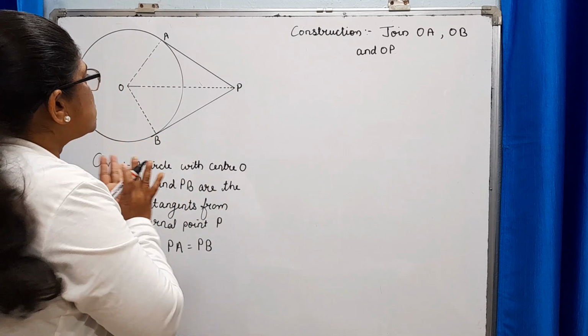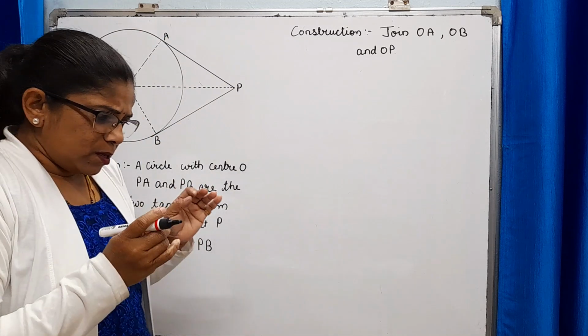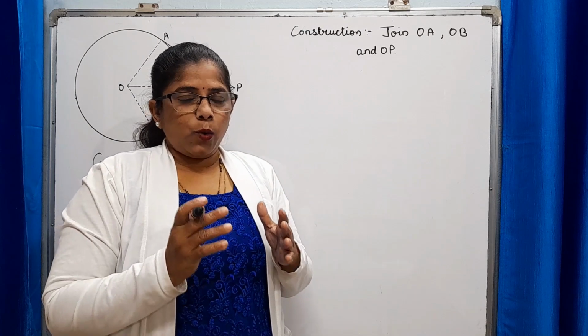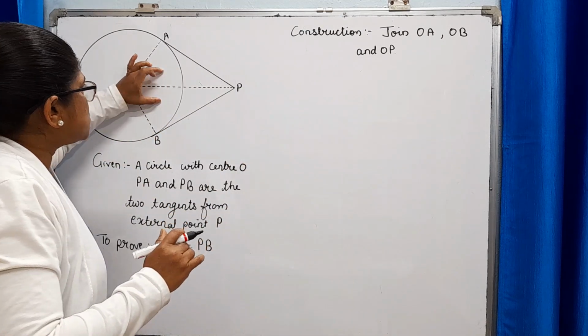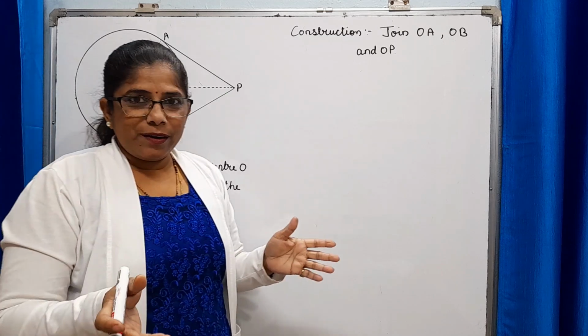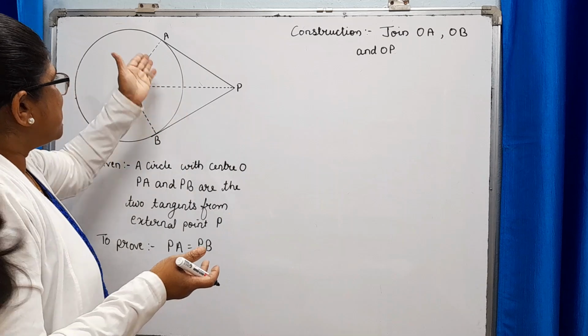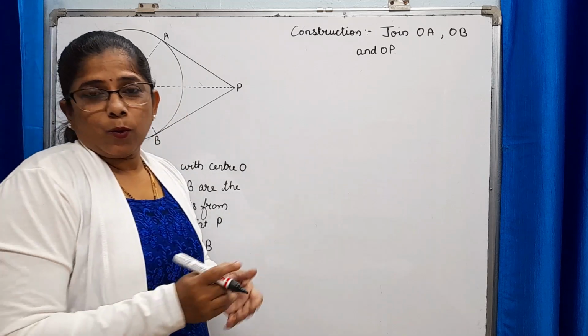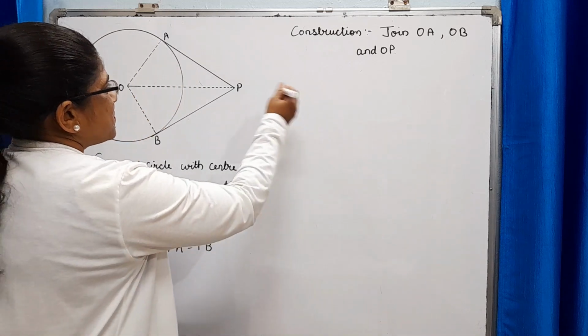Okay, we get two triangles. So what we have to prove? PA is equal to PB. So if we prove, by applying any rule, that these two triangles are congruent, then the thing is done. We can directly say PA and PB are equal. Now how to prove that these two triangles are congruent?